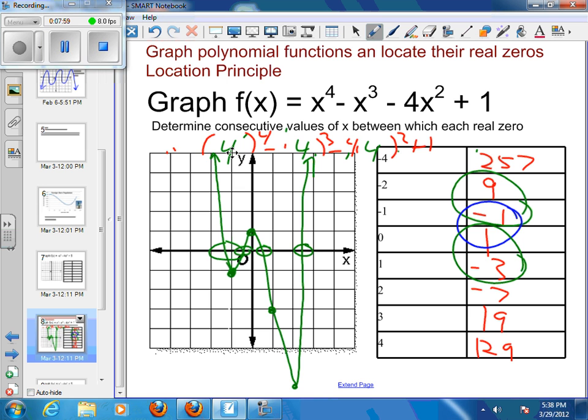Again, looking over here, every place you see a change from negative to positive, there is going to be a 0 between those 2 points. And that's kind of what we're looking for, where approximately those zeros occur.